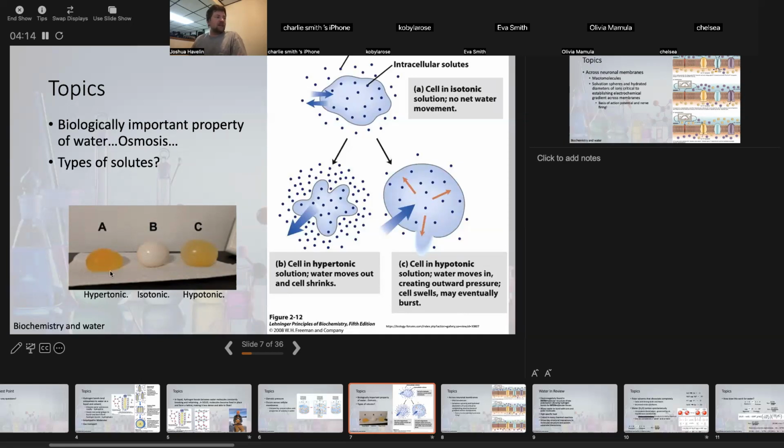So if that egg is placed into a hypertonic solution, again, where the concentration of solutes is larger outside of the cell or the egg, there'll be a net flow of water out of the egg, causing it to shrink, right? If you do isotonic, the egg will essentially retain its original shape because there's no net movement of water in or out. And then hypotonic, where the concentration of solutes is greater inside the cell than out of it, water will actually flow into the cell, or the egg, causing it to expand. Right, so a little easier to see than cells.